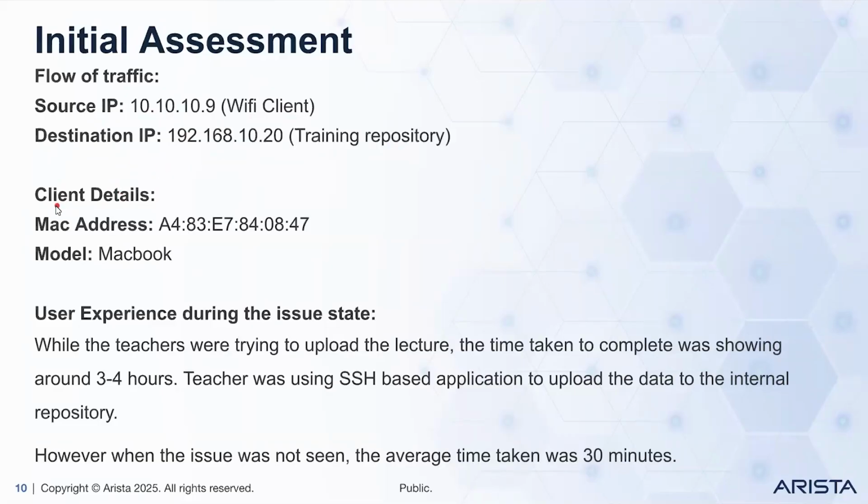The next thing we need to get is a few client details, which involve the MAC address of the client and the model of the client, which is a MacBook here. And the final thing we need to understand is the user experience during the issue state. The teacher had reported that the upload time was estimated to be around 3 to 4 hours during the issue time, which was significantly higher than usual. They had also reported that they were using an SSH-based application to upload the data to their internal repository. Under normal conditions, the upload typically completed in around 30 minutes. Now, this drastic difference in performance is what we are going to investigate further.